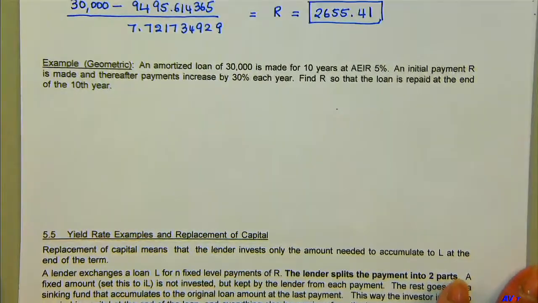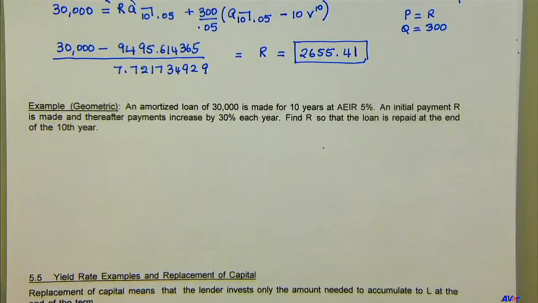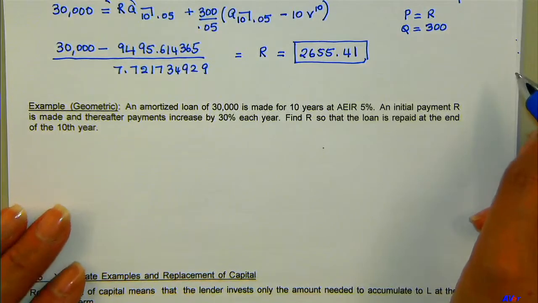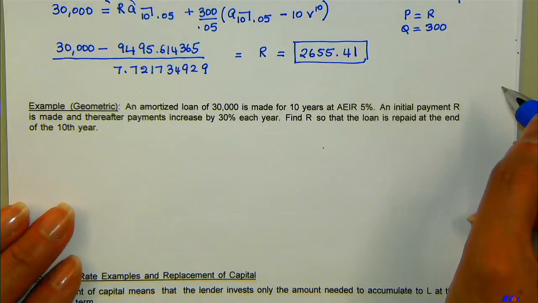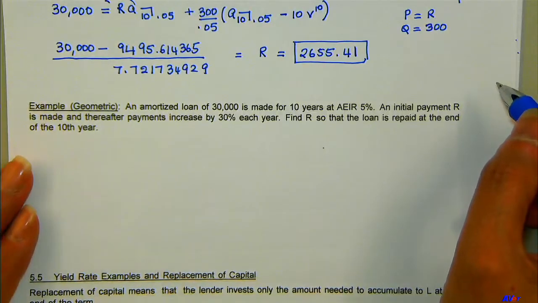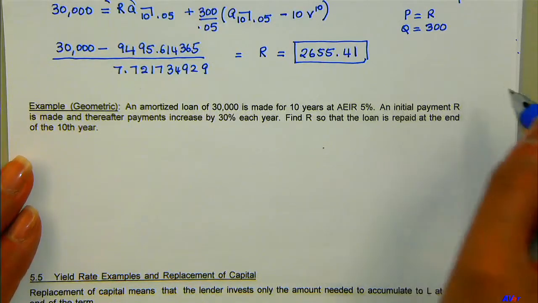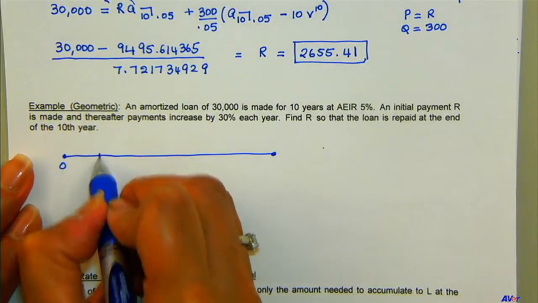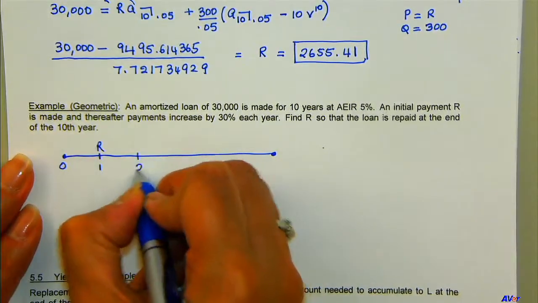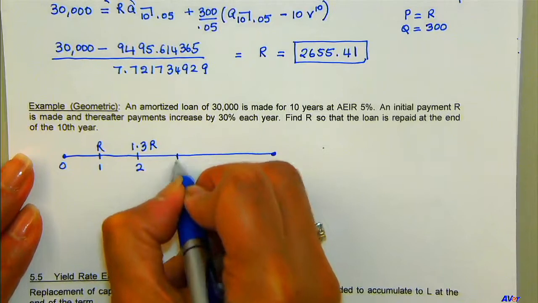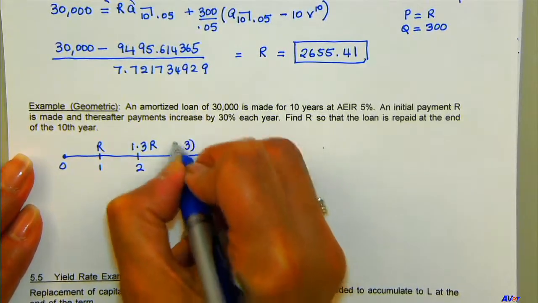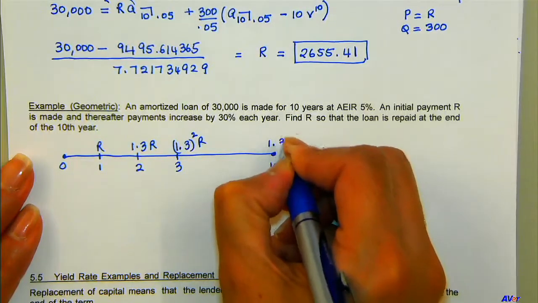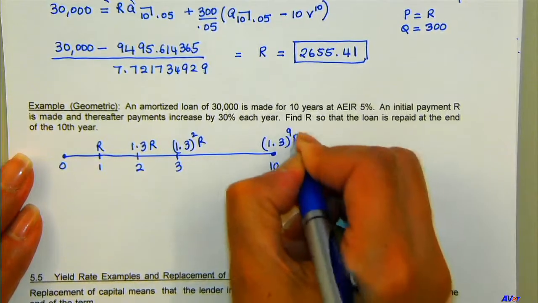The next one is geometric. An amortized loan of $30,000 is made for 10 years at 5%. An initial payment R is made, and thereafter payments increase by 30% per year. So timeline. Here's time 0. At time 1 you have R. At time 2 you have 1.3 R. At time 3 you have 1.3 squared R. And at time 10 you have 1.3 to the 9 R.